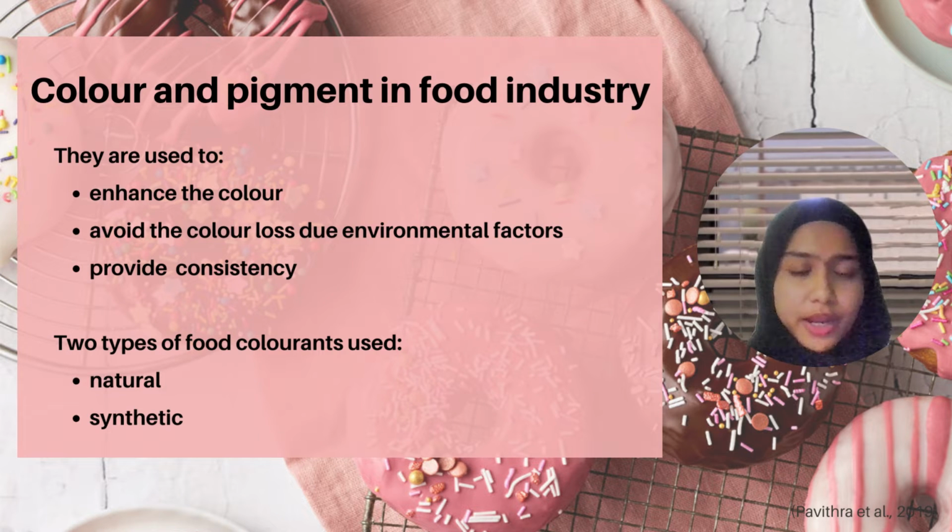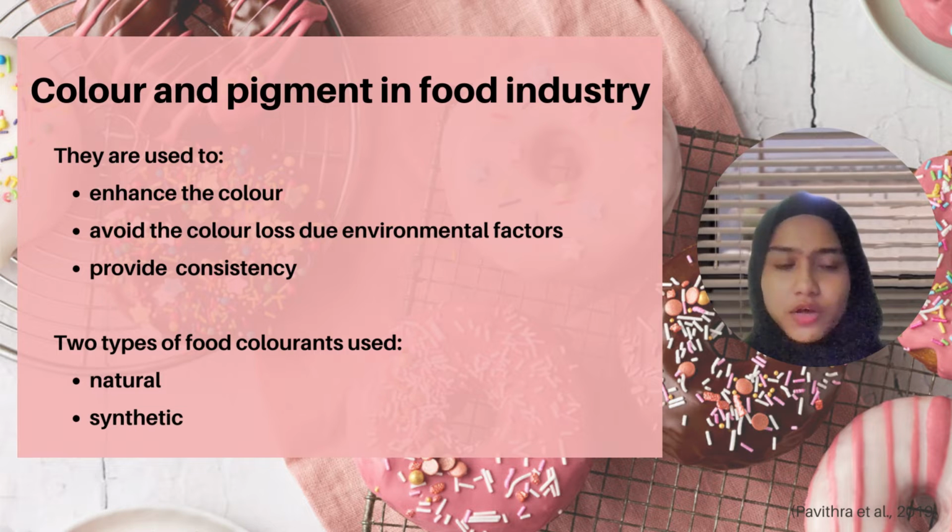There are many kinds of industry that use color in pigments. However, today, we will be focusing on the food industry. So why are color and pigment used in our food industry? Basically, they are used for the purpose of enhancing the color of the existing foods and also to avoid color loss due to environmental factors, while at the same time increasing the shelf life stability of the products and also providing consistency when there is a variation in the food colors. When all of this can be done, it actually will provide appeal or appetizing qualities to the food products.